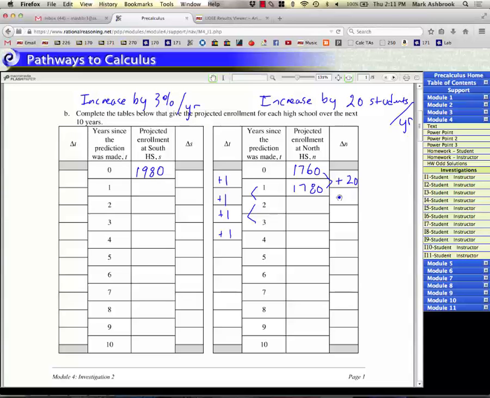So easy, right? 1800. Is this what you did? I hope we all got this. We'll do one more. That's what I told you to do, up to 4 years. You're adding 20 students every year. So that's how the enrollment is going up. Okay, now how about this?